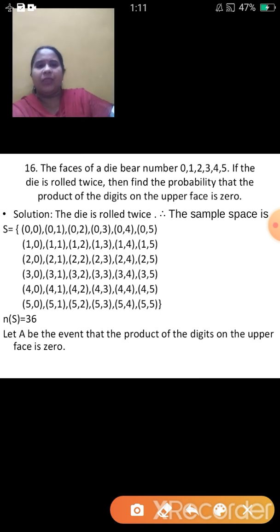Find the probability that the product of the digits on the upper face is 0. You should be smart enough to understand that 0 multiplied by any number is 0. So you have to collect all those pairs where the product is 0. So 0 into 0 is 0, 0 into 1 is 0, 0 into 2 is 0. In the same way, all this will be included. Any other numbers left out? Yes, of course, all those which have 0: 1 0, 2 0, 3 0, 4 0 and 5 0.